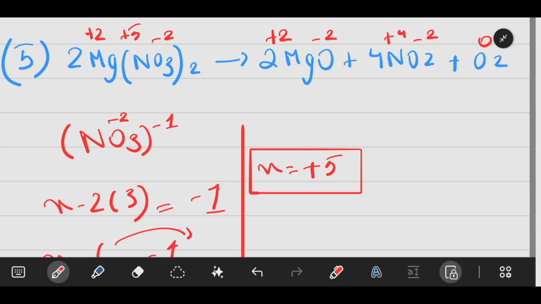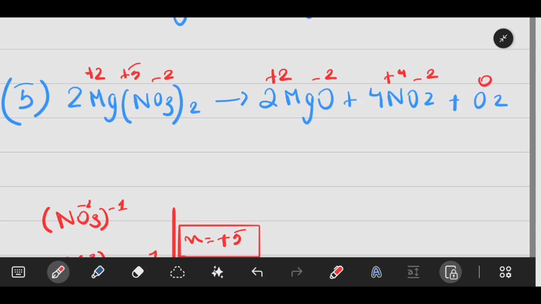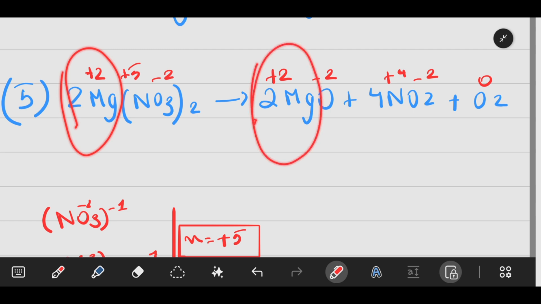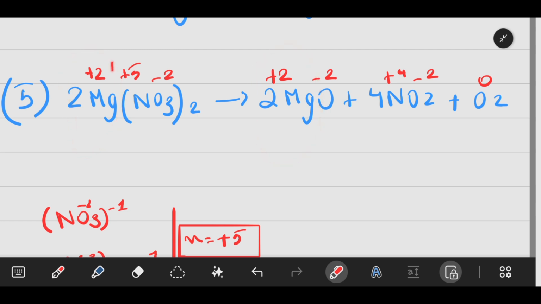So figure out what's being oxidized and what's being reduced. You can pause the video and solve it for yourself. Let's go ahead and isolate the elements. We have magnesium first, so it's a plus 2 and a plus 2 over here, so nothing is changing. For nitrogen, it's going from a plus 5 to a plus 4. Yes, something is happening over here, so nitrogen is being reduced because there's a decrease in oxidation number happening.